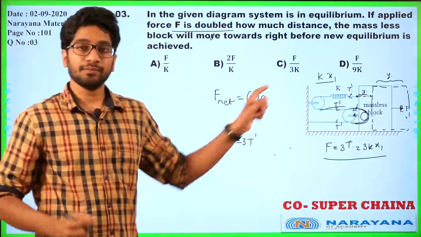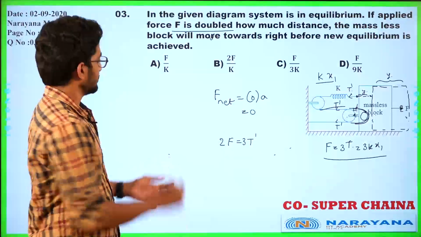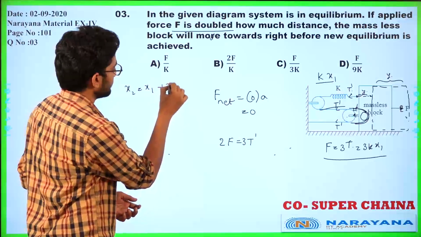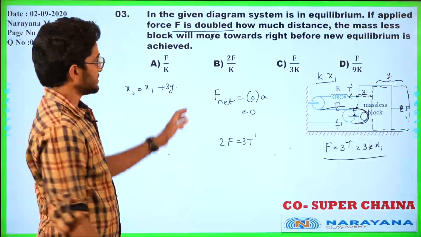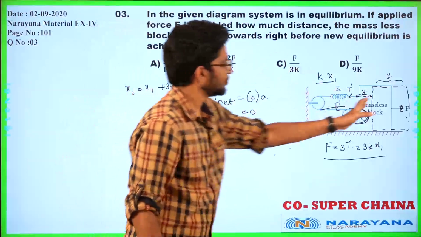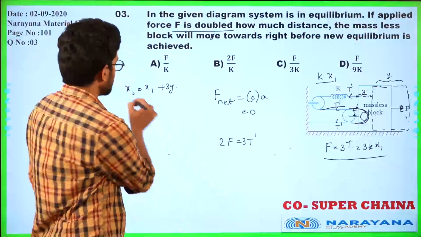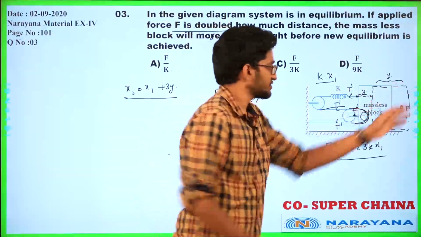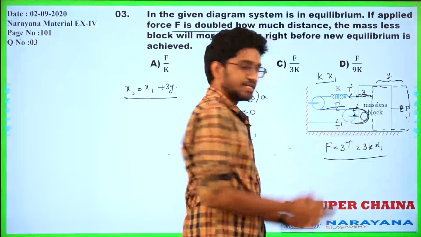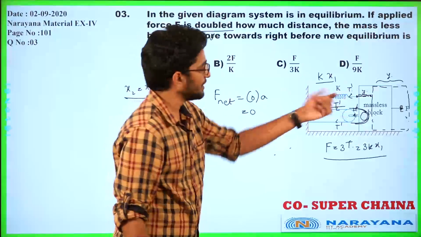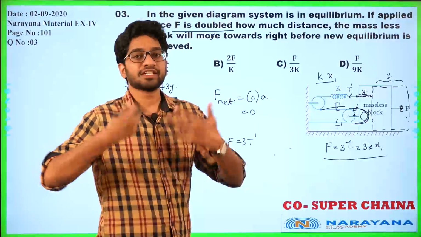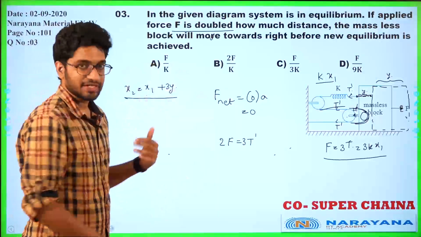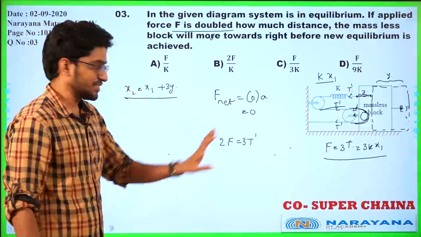String cannot expand, right? But the spring can expand. So the new expansion in the spring is initial expansion plus y. And he is asking about this y, how much the block will move towards the right. So what are the conditions we have? Final expansion is x1 plus 3y, right? Because if it moves by distance y, the new length of the string required is 3y. That is provided only by the expansion of the spring. So the spring expanded by 3y more. Already there is expansion x1, some more expansion 3y. So the final expansion in the spring is x2.